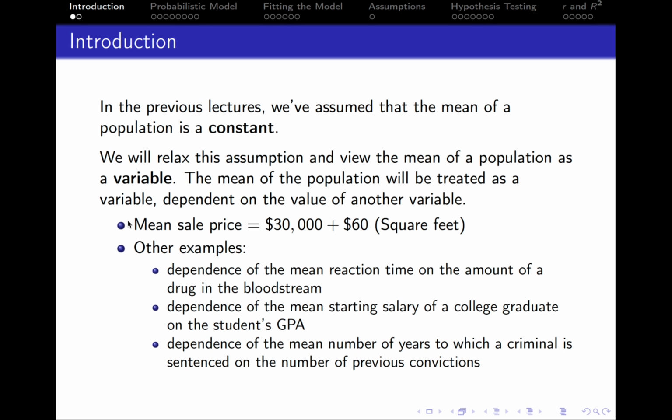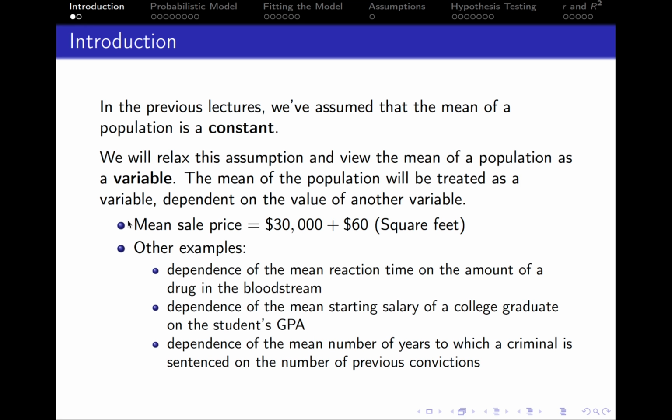In the previous lectures, we've assumed that the mean of a population is constant. Starting from this lecture, we will relax this assumption and we will treat the mean of a population as a variable, so something that is not constant. And we will treat the mean of the population as a variable which will be dependent on the value of another variable. To give you an example, let's consider the mean sale price.